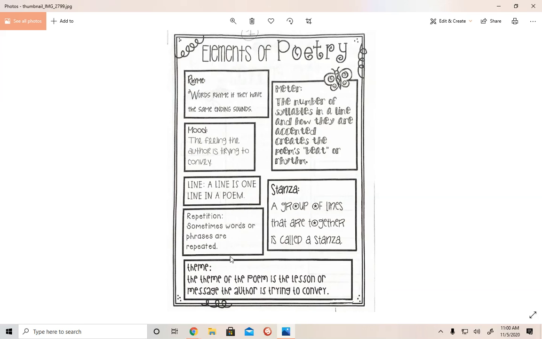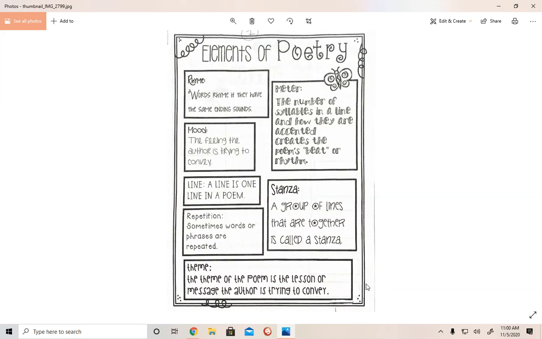Okay. Next, we're moving on to repetition. Sometimes words can be repeated. Now, repeated means that it's coming over and over again. You're going to read a poem today that is talking about a dog that isn't very pretty. It says, my puppy isn't pretty. He's spotted in a weird way. My puppy isn't pretty. It keeps repeating it. So that's what we call repetition.